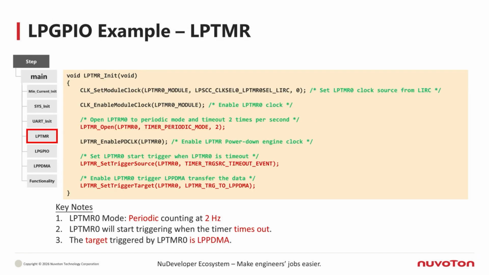Let's first take a look at the timer configuration. Here, we set the low-power timer to operate in periodic mode, which means it counts every 500 milliseconds. Each time the timer completes a count, it automatically triggers the low-power PDMA, so the subsequent data transfer can proceed on its own without any CPU involvement.